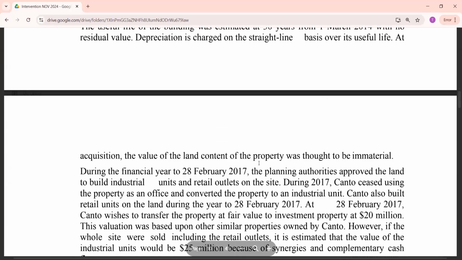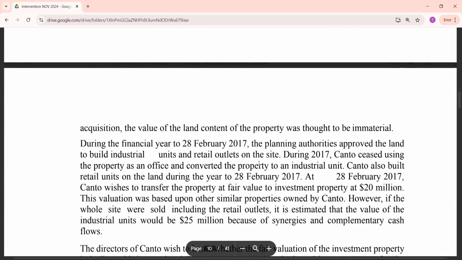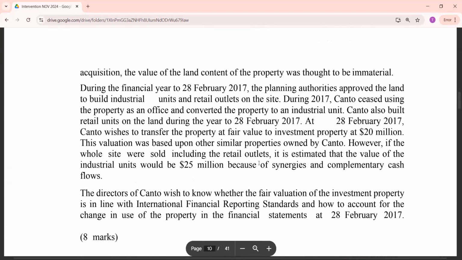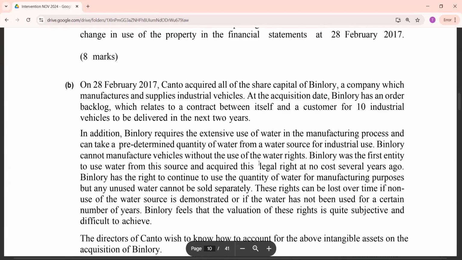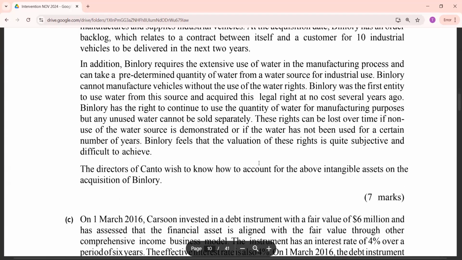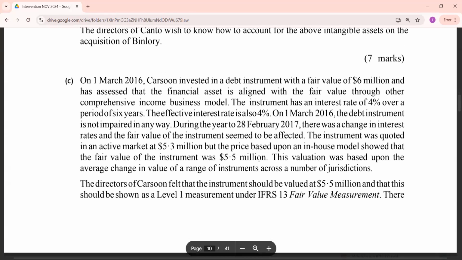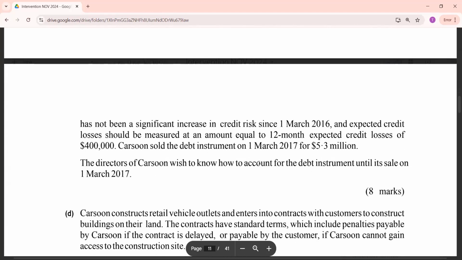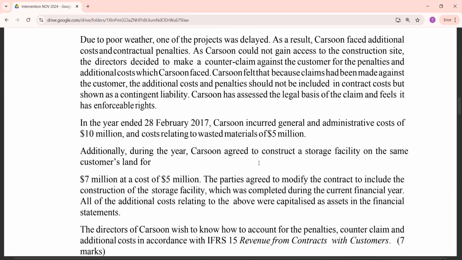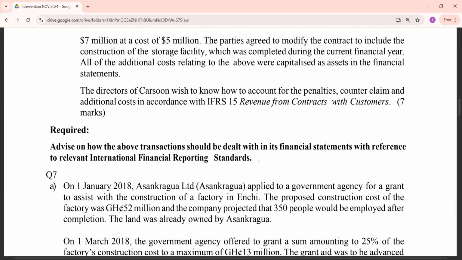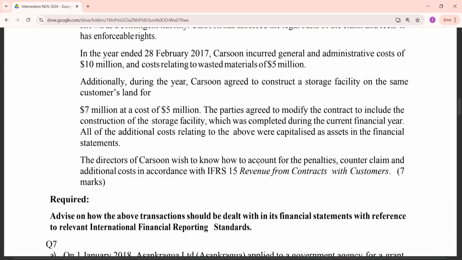All right, so the question of the day is on IFRS 5.